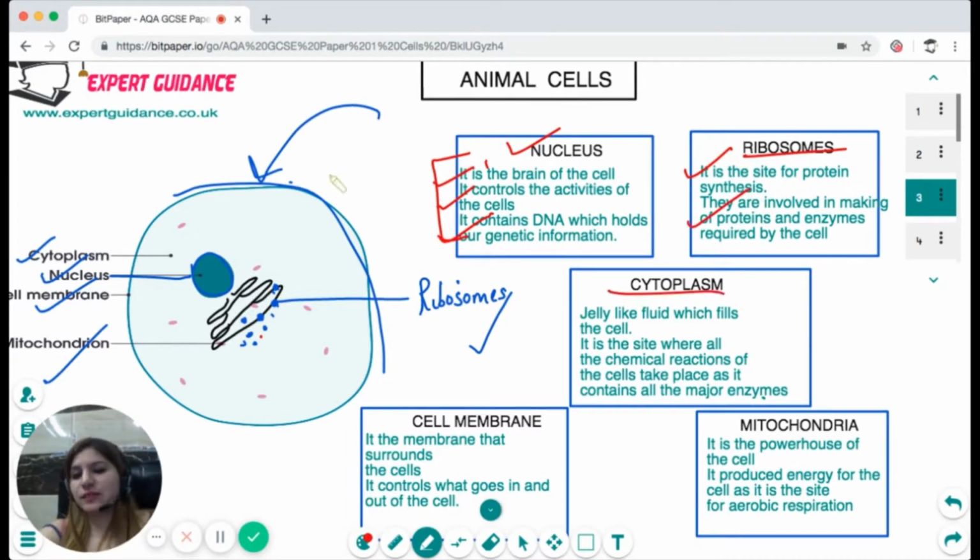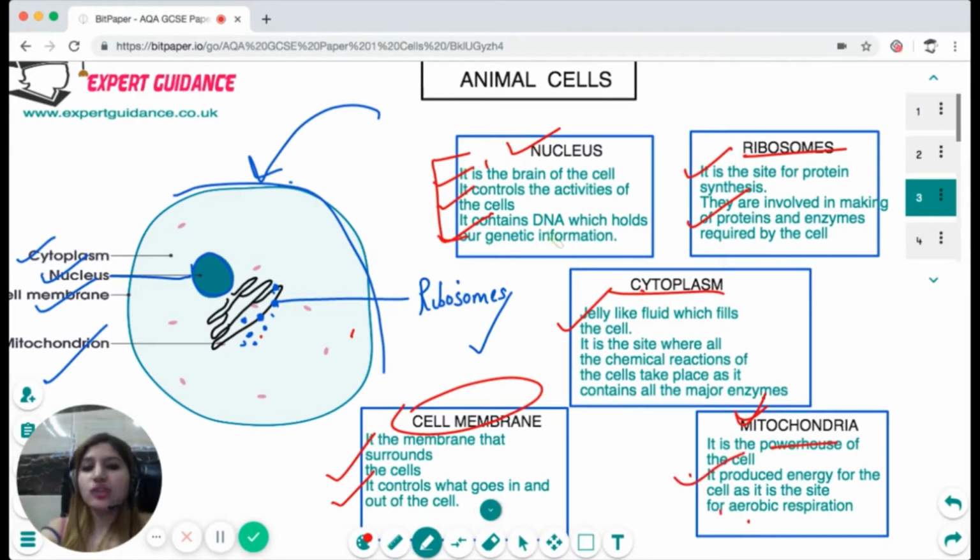Next is the cytoplasm. The cytoplasm is the jelly-like fluid which fills the entire cavity of the cell. It is a very important part because it has all the enzymes for the chemical reactions of the cell. So the majority of the chemical reactions of the cell take place in the cytoplasm. Next is the cell membrane, as it's the outer layer. So as it's the outer layer, it controls what is going in and out of the cell. And mitochondria is very important. It is the powerhouse of the cell. Powerhouse means it provides the cell with energy, as it is the site where aerobic respiration takes place.